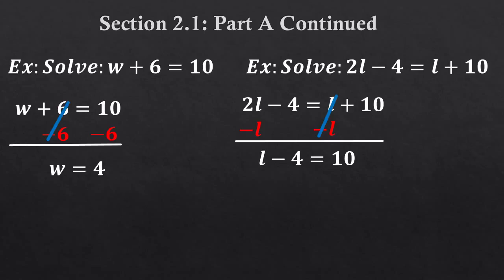Now, I've got my variable on the left. Now I want to move my last number to the right-hand side where the other one is. The 4 is negative, so to move it, I'm going to change its sign by adding 4 to both sides of the equal sign, which means the 4's cancel out, leaving the L on the left-hand side by itself, and a positive 10 combined with the positive 4 is a positive 14. So therefore, L equals 14.